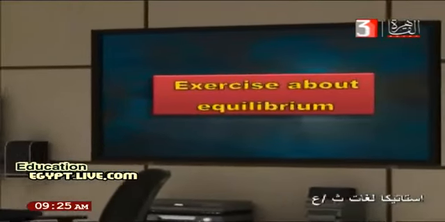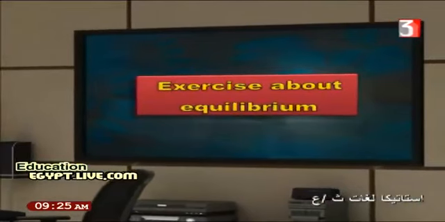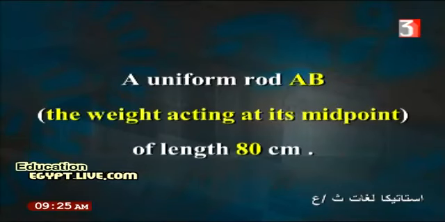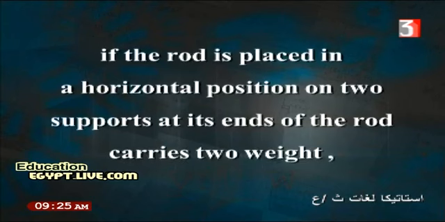Look at the first example. Exercise about equilibrium. Example number 1. A uniform rod, meaning its weight acts at its midpoint, of length 8 cm. If the rod is placed in a horizontal position on two supports at its ends, it carries two weights.